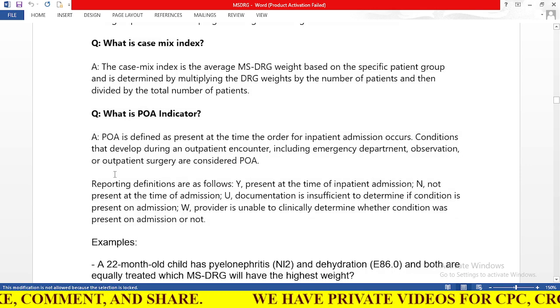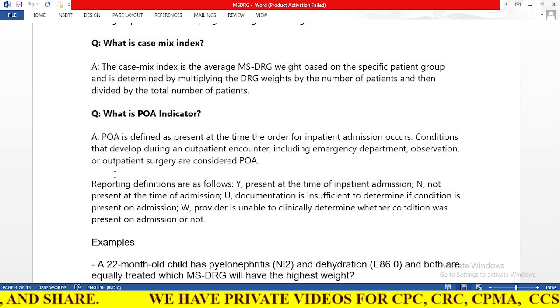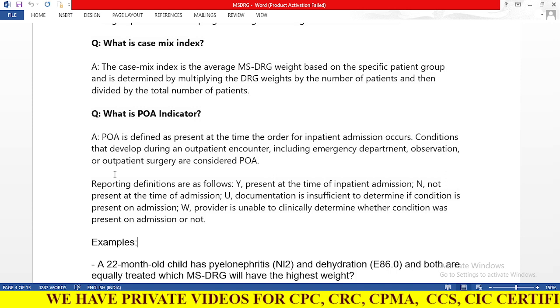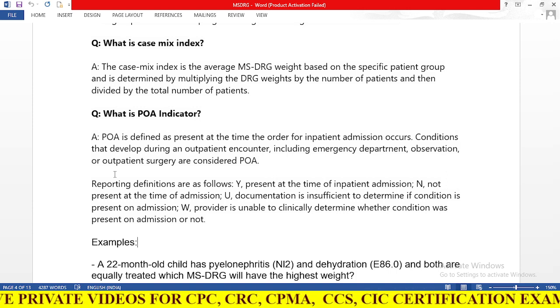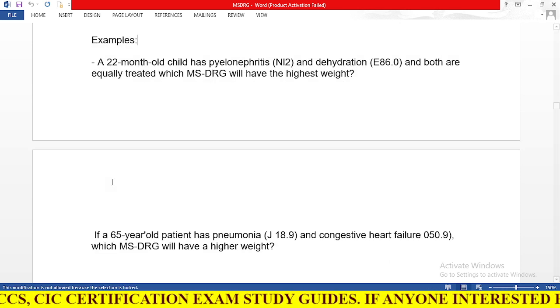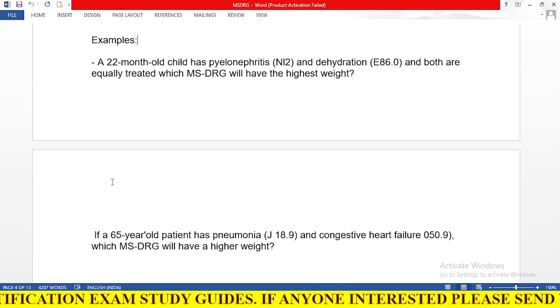So as we have already learned, the POA indicator, which we usually call the present on admission indicator, will differentiate the conditions which are present before the admission and after the admission into the hospital. So here we have two example scenarios. Using this we can understand easily.